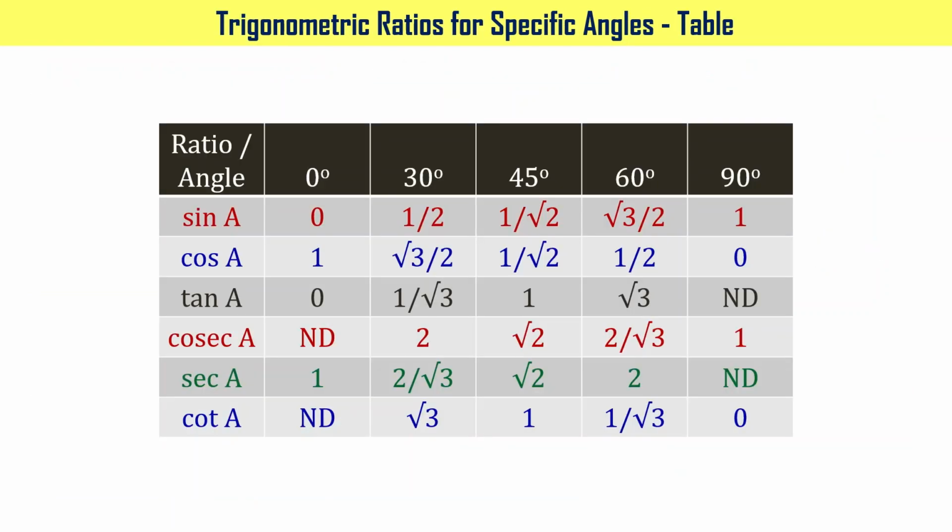When you put all these values together, whatever we have learned now, trigonometric ratios for 0 degrees, 30 degrees, 45 degrees, 60 degrees and 90 degrees, you get a table like this. You require this table to solve many of the problems in trigonometry. Please take a note of this table.